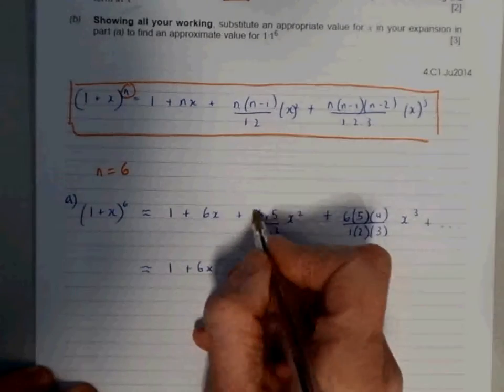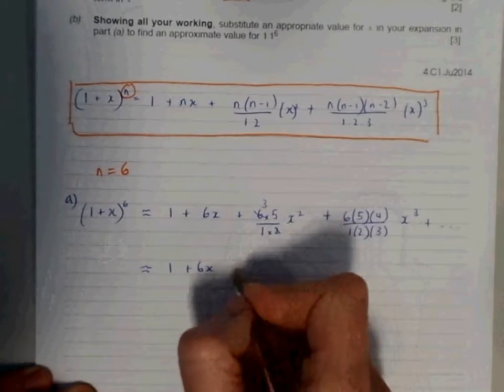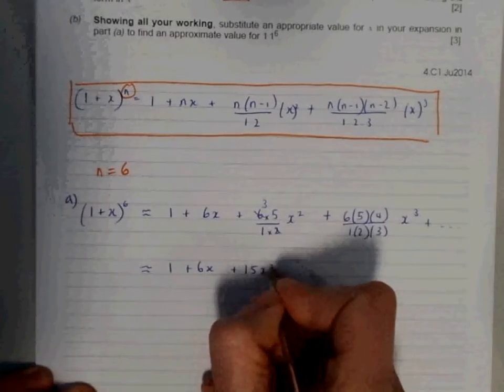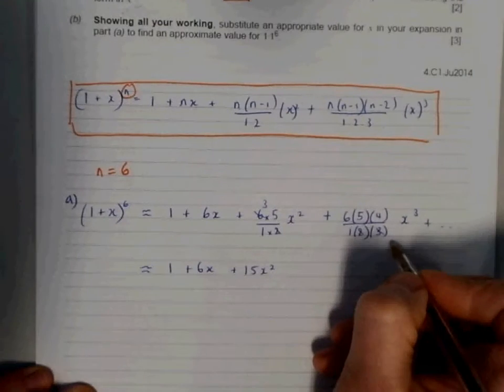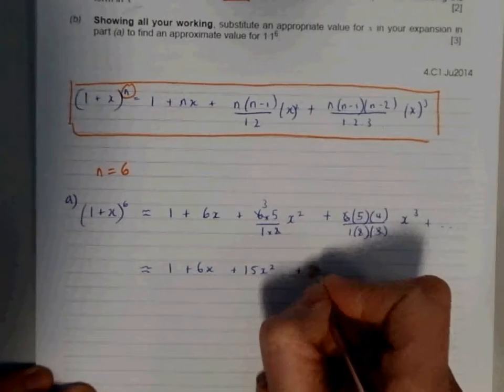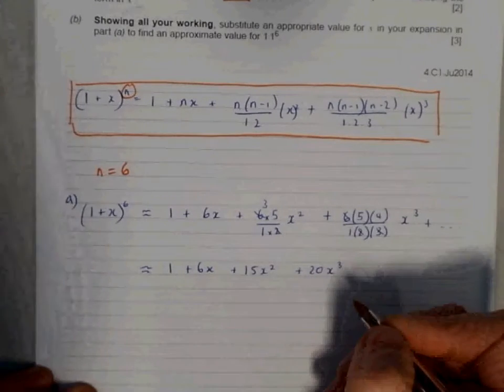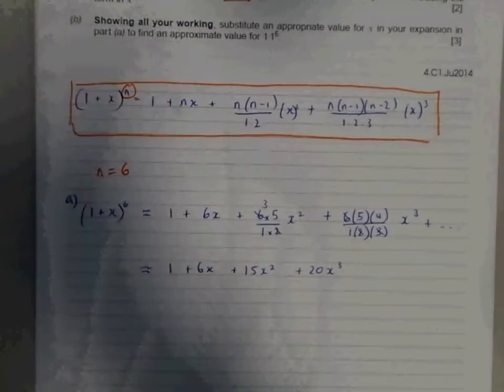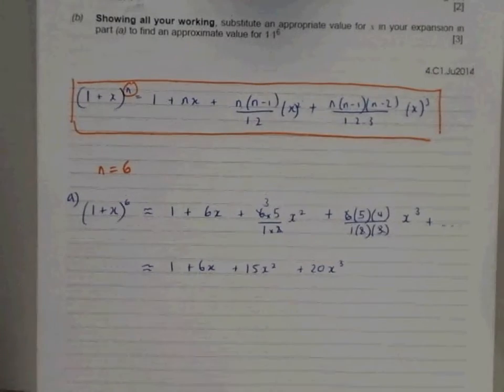6 divided by 2 is 3, 3 times 5 is 15, so I get 15x squared. 2 times 3 is 6, that cancels with that 6. 5 times 4 is 20, 20x cubed. That's why it's only worth 2 marks. You could have done those on the calculator, but shouldn't need to.